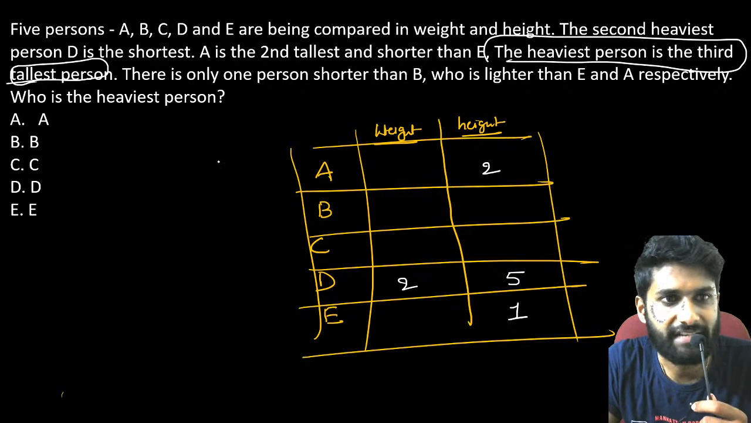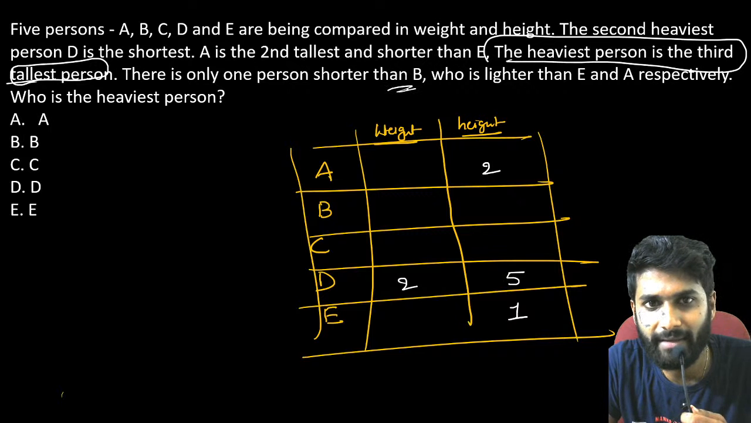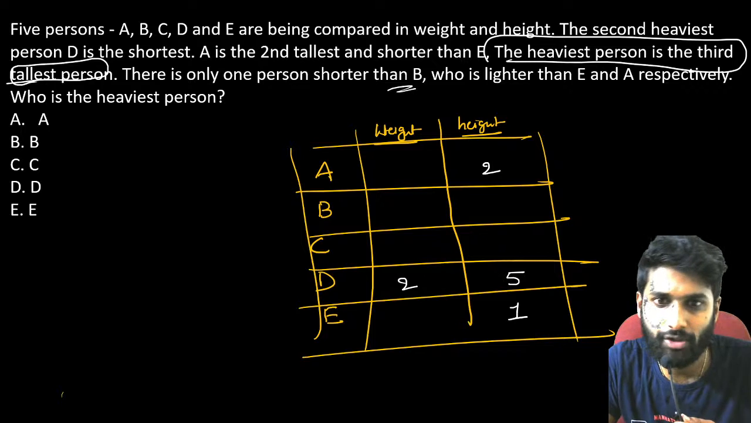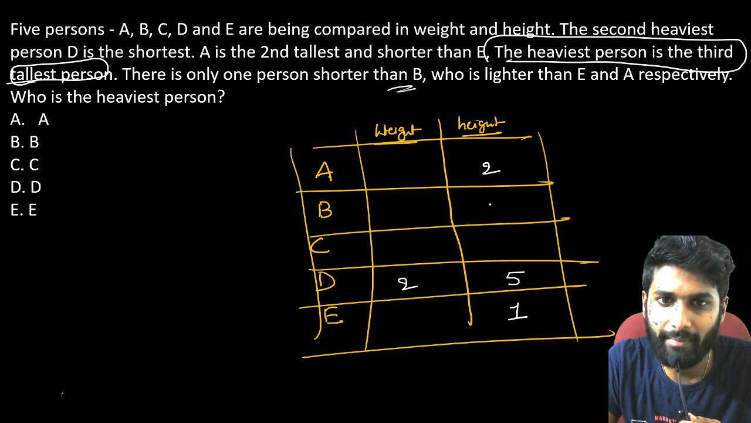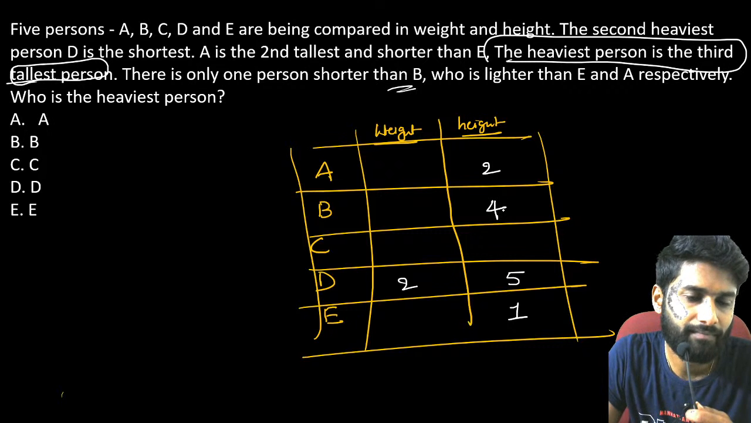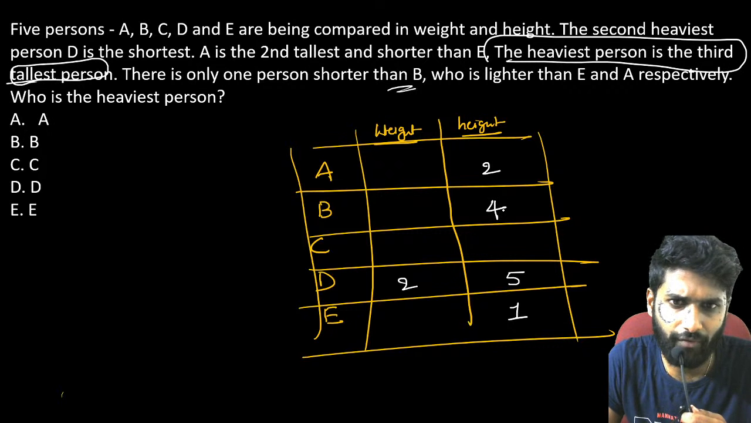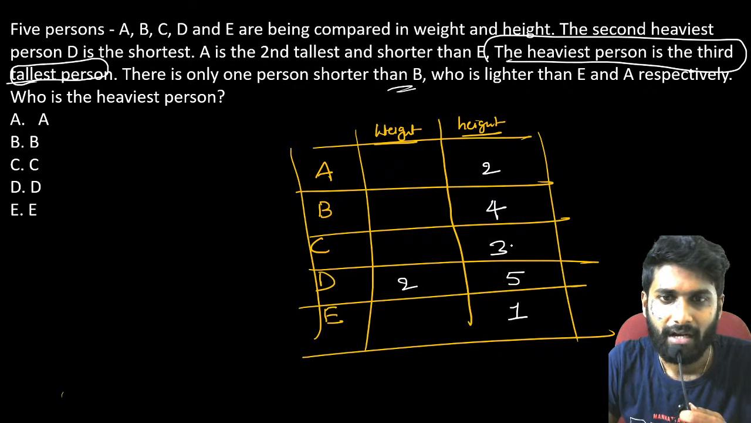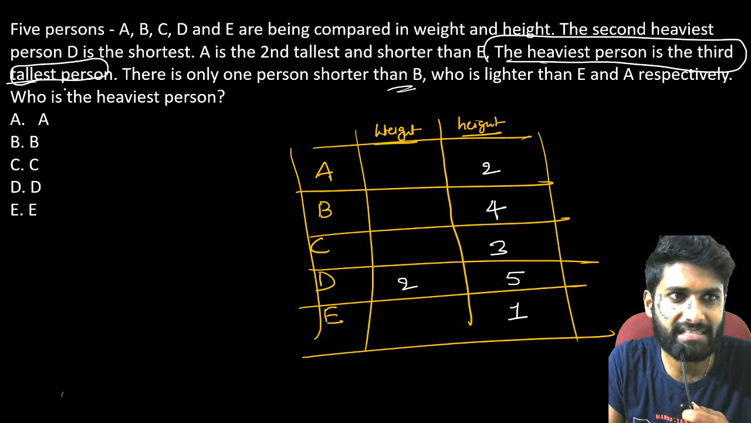Clear? Next one. There is only one person shorter than B. Only one person shorter than B means you can confirm the fourth rank is B. After four there is only one person, that is D. Now you can confirm this is the third rank.